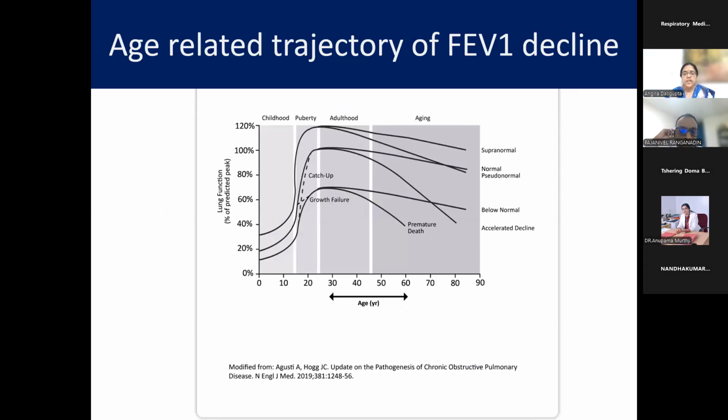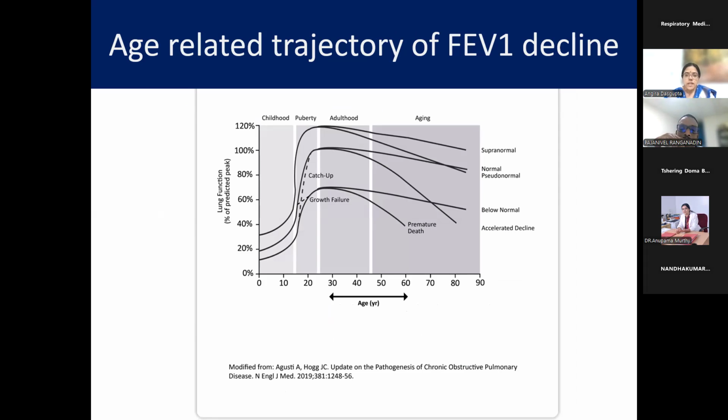So what is the effect of age on COPD? As the patient ages, this is the famous Fletcher curve, which has been modified a little bit. As one ages, the FEV1, or the lung function, gradually decreases. And there are certain conditions when the decline is increased.